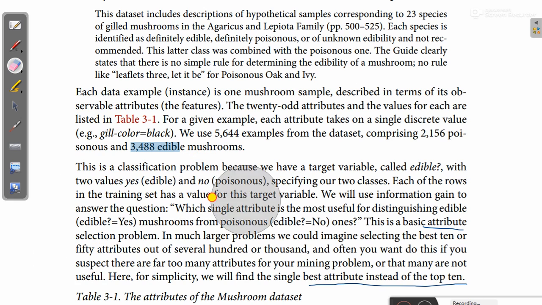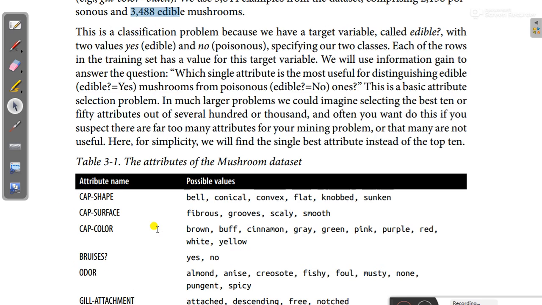So here you can see that in this problem they are going to choose only one, but sometimes you can go for tens or twenty, a set of attributes, not all the attributes, because all the attributes might not work in your mining problem. So that is why this is an attribute selection problem.